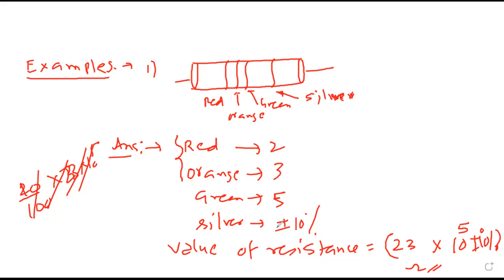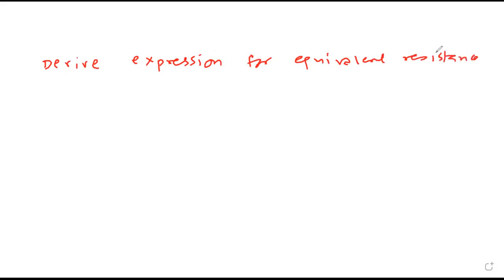I think you have done this. Okay. Can I clear again this? Yeah. There are two ways by which resistances can be connected. One is called series, other is called parallel. You have done in 10th. Again, we'll derive expression for equivalent resistance in series.